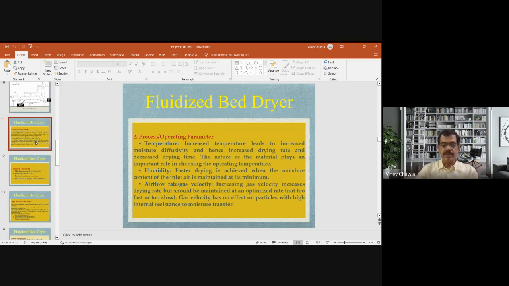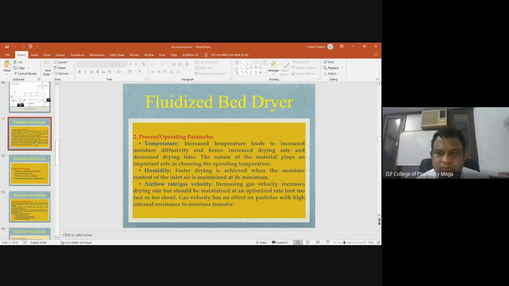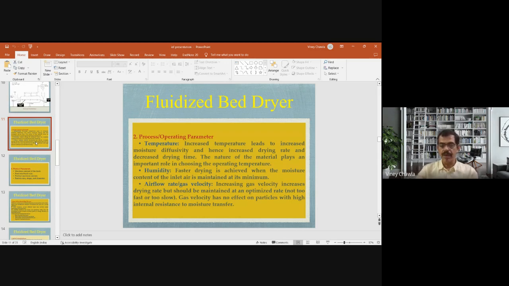Further, we'll discuss the process operating parameters. First of all, temperature, which is very important, because if we increase temperature, it leads to increased moisture diffusivity, and hence the drying rate is also increasing. As a result, we get very early drying, and drying time is reduced. Here, the nature of the material plays an important role in choosing the operating temperature.